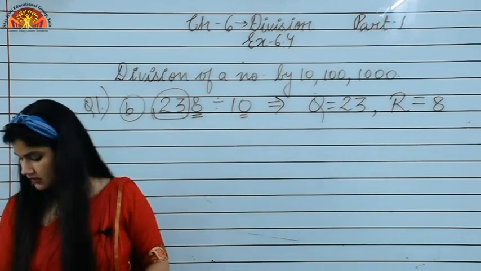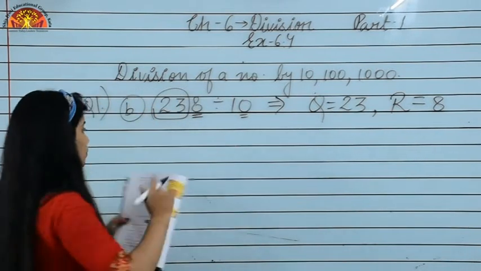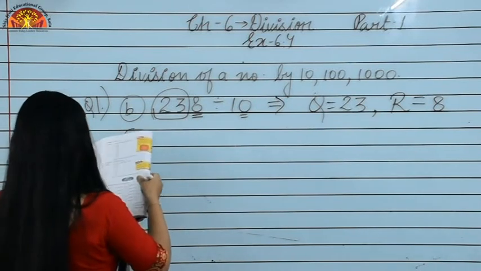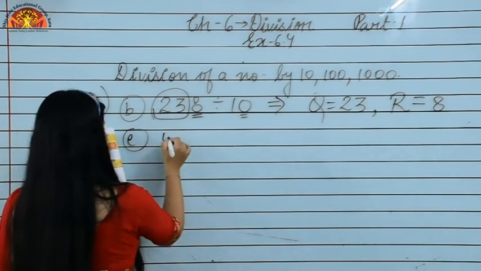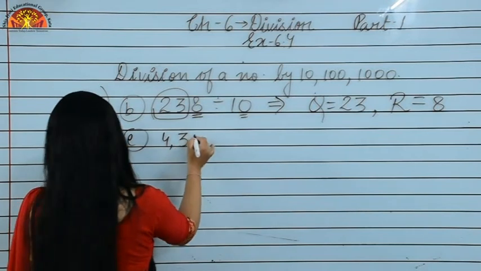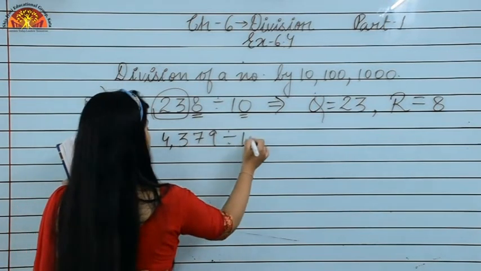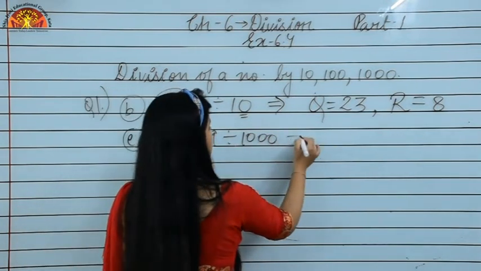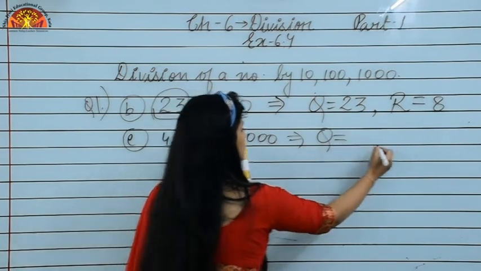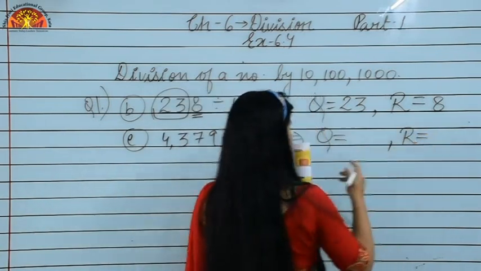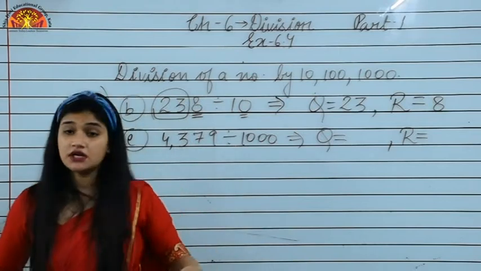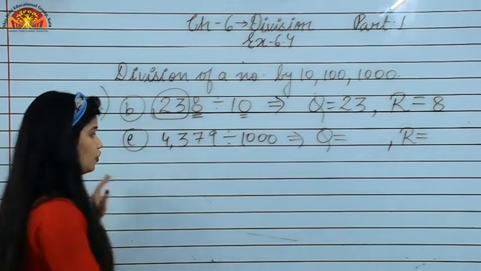Now we take one more question, and we are taking E part of this question. Question number 1, E part on page number 80. And the E part is 4379 divided by 1000. So students, what did I say? What you have to observe? You have to observe the zero given in the divisor. Divisor में जो आपको zero given है वो आपको observe करना है.